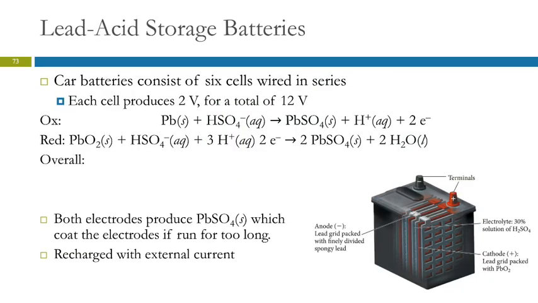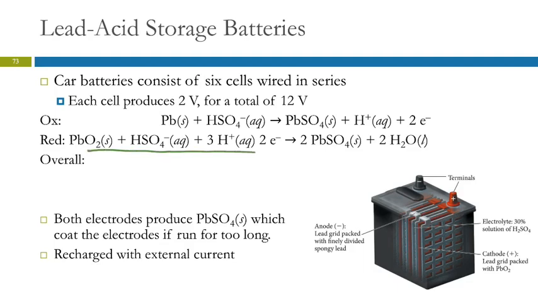Lead acid storage batteries, these are the sort that are used in automobiles. These consist of 6 cells that are wired in series. Each cell produces 2 volts, and by putting them in series, they add together and you can get a voltage of 12 volts, which is generally what's needed to start the engine. They're lead acid because they've got lead and acid in them, right? Such clever names these things have.